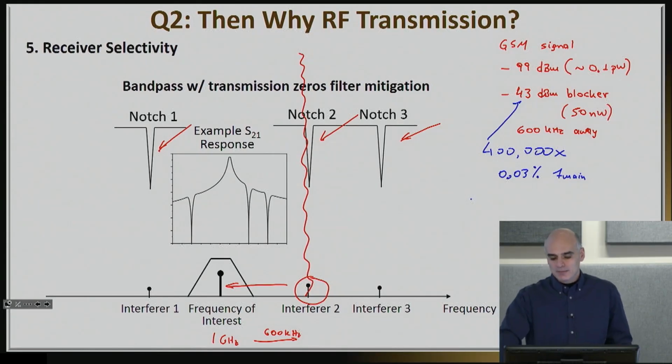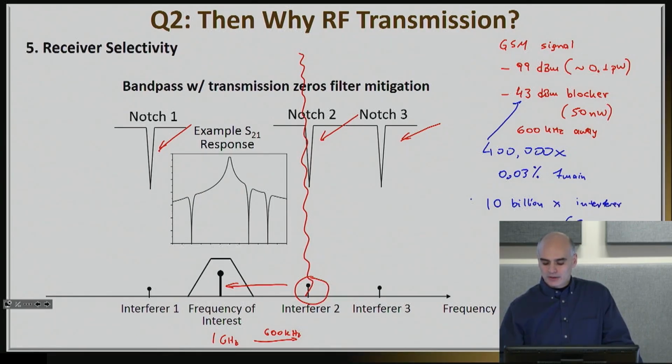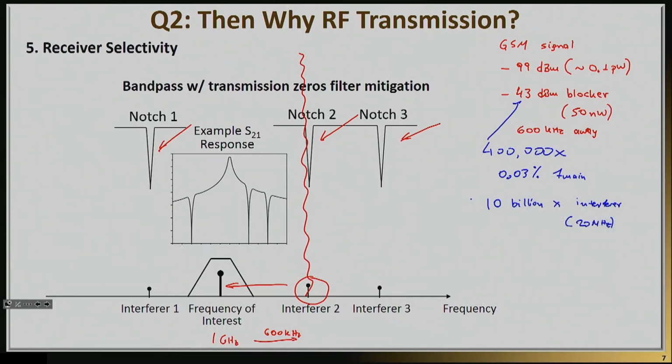In fact, the GSM receiver can detect a signal 10 billion times weaker than an interferer. In that case, though, the interferer has to be 20 megahertz away. So our receivers actually are so good that we can detect signals of interest in the presence of incredibly strong interferers that no other systems can do.